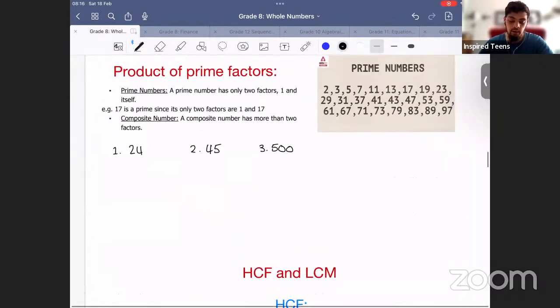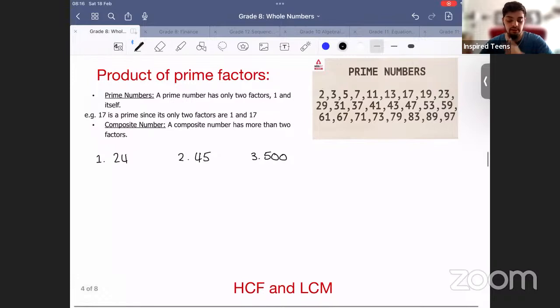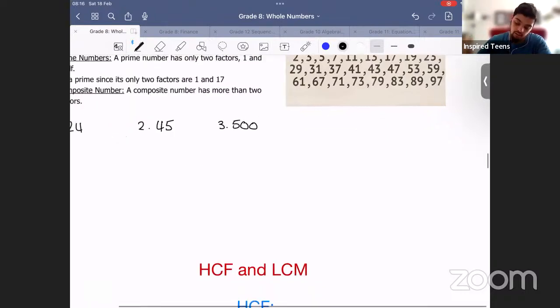Let's move on. Let's talk about product of prime factors. Firstly, we're going to talk about a prime number itself. A prime number has only two factors, one and itself. If we talk about a factor first, remember that a factor is a number that can go exactly into another number with no remainder.